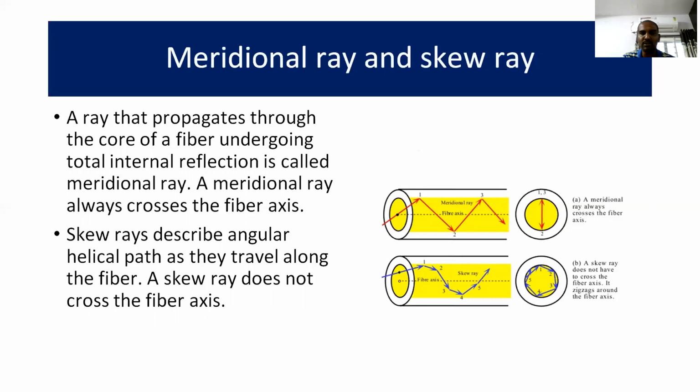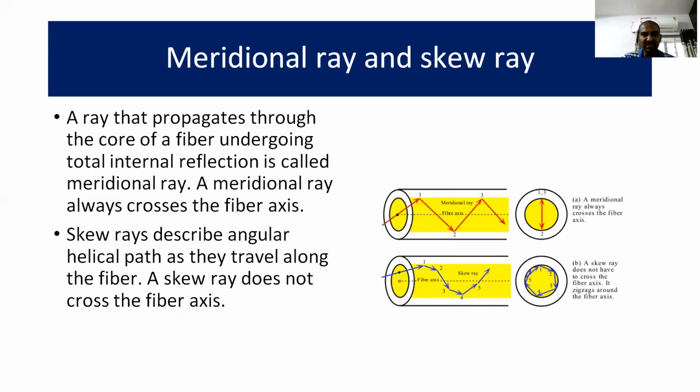A ray that propagates through the core of the fiber undergoing total internal reflection is called a meridional ray. A meridional ray always crosses the fiber axis. Once this type of meridional ray interacts with the core clad interface, a sharp total internal reflection takes place and it reaches the other end of the core diameter or core clad interface. Again, sharp total internal reflection takes place. This type of light ray always crosses the fiber axis. Such rays are called meridional rays. Such rays are propagated in the core region of step index fiber.